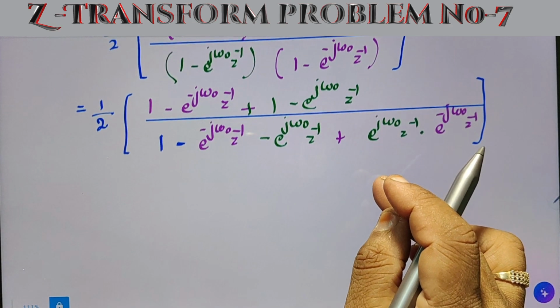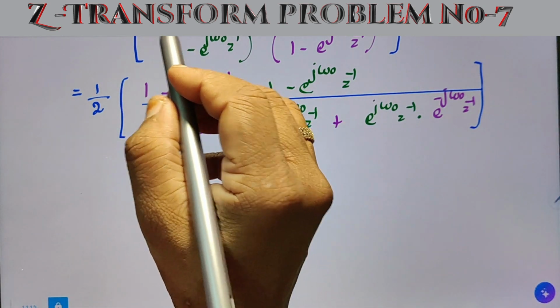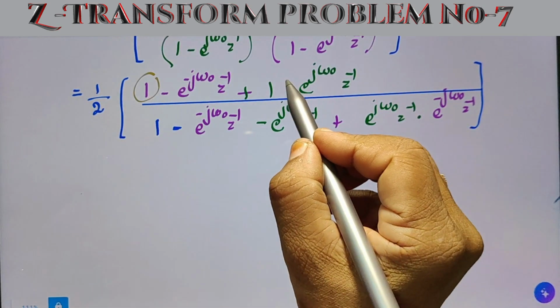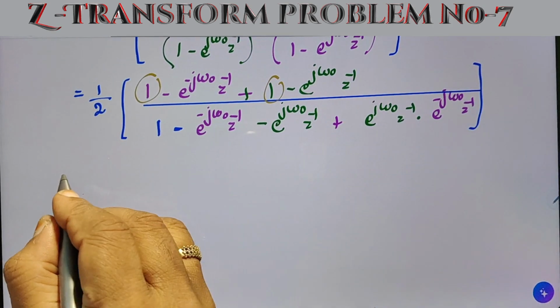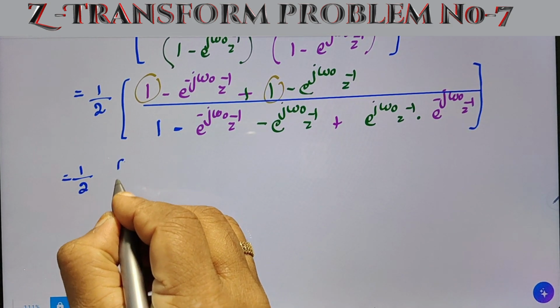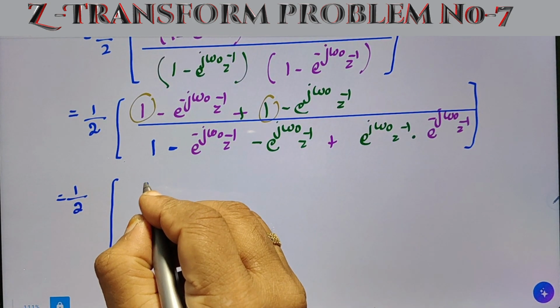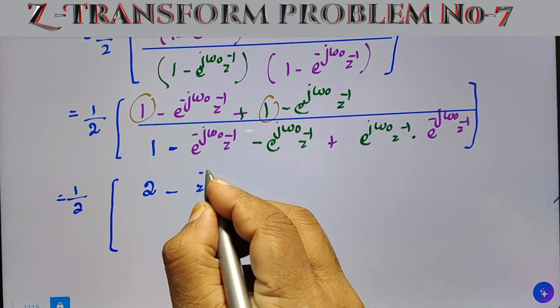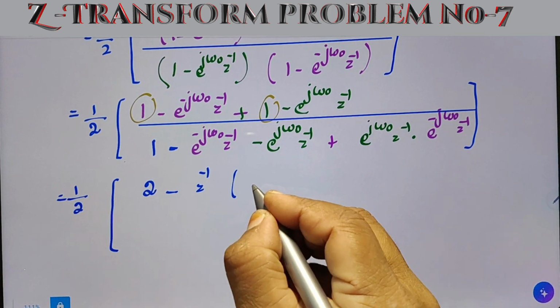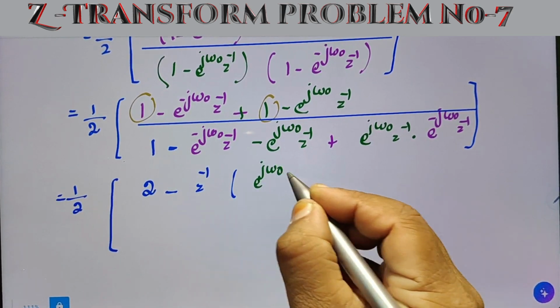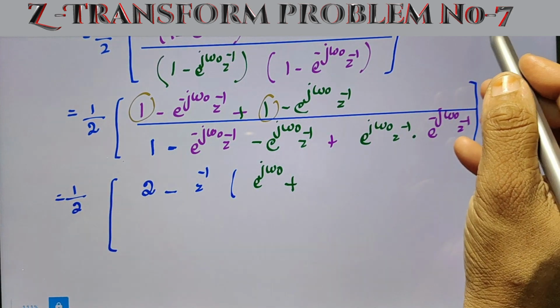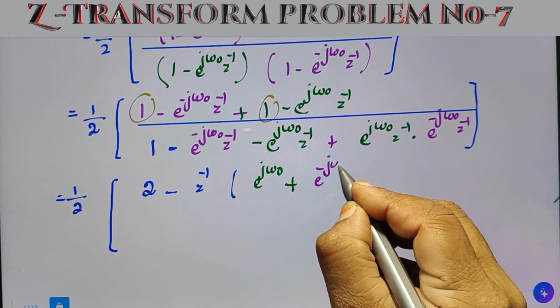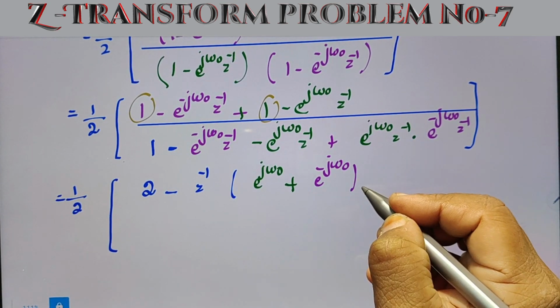Now for the next step, this 1 and this 1 will be 2. So 1 by 2 bracket: 2 minus z power minus 1, take it as common outside. The remaining term is e power j omega naught plus e power minus j omega naught. Then close the bracket.